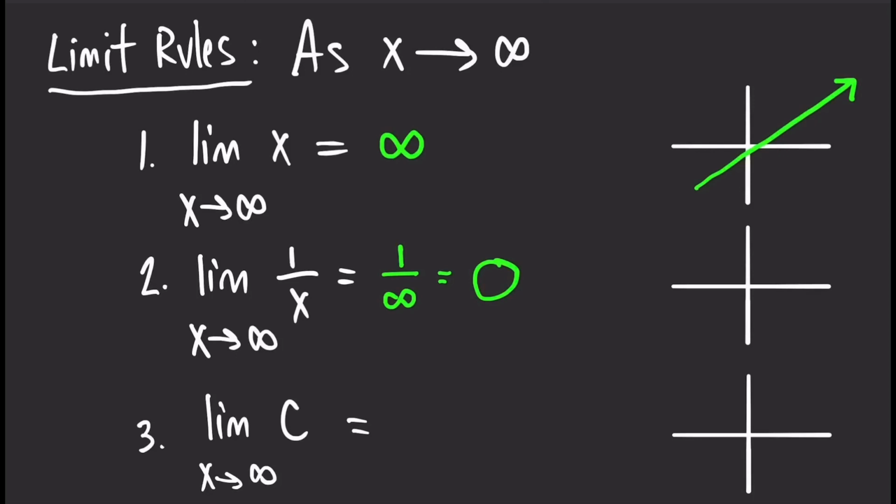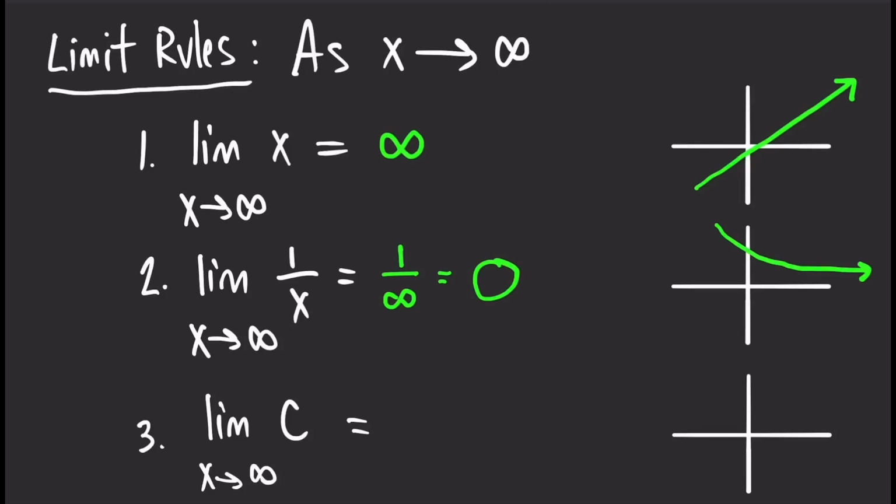So what happens in this case? What this says is as x approaches infinity, so as we move to the right, the y value is going to approach 0. So it's going to look something like this. As we move to the right, the y value gets closer and closer to 0.